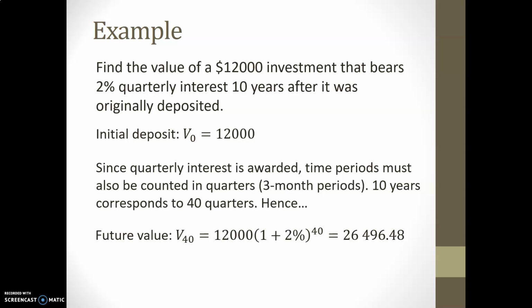And according to our geometric sequence formula applied to compounding interest, V40 will be 12,000, so the V0, times (1 plus I), 1 plus 2%, to the power 40, which is about $26,500.